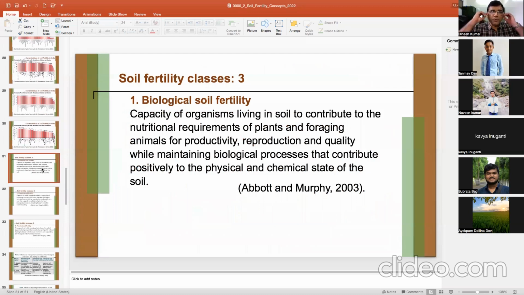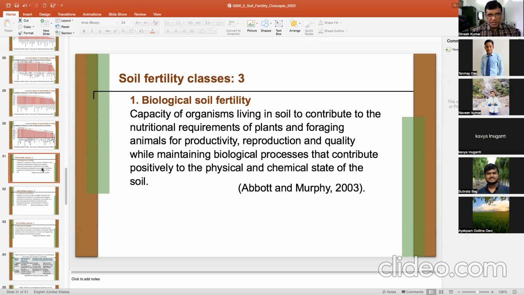So now I hope you could follow the current status of fertility. It is a really very alarming situation where we have wider deficiencies of organic carbon, NPK, and some micronutrients like zinc and boron. So after this current status, we move to the next topic, that is classification of soil fertility.